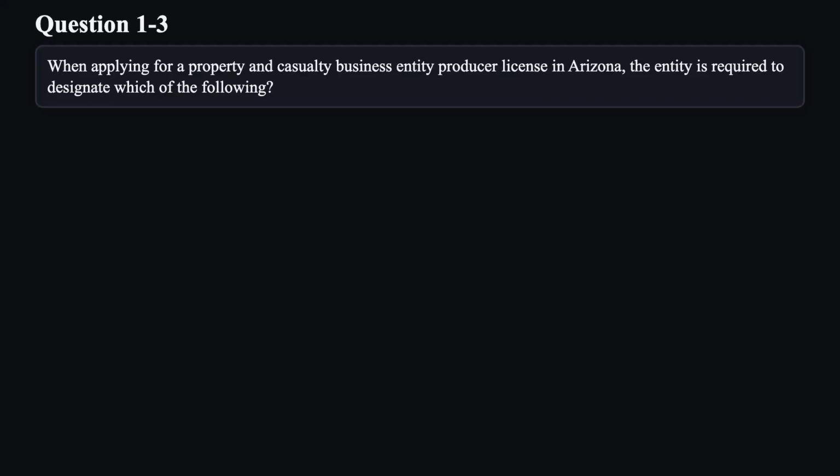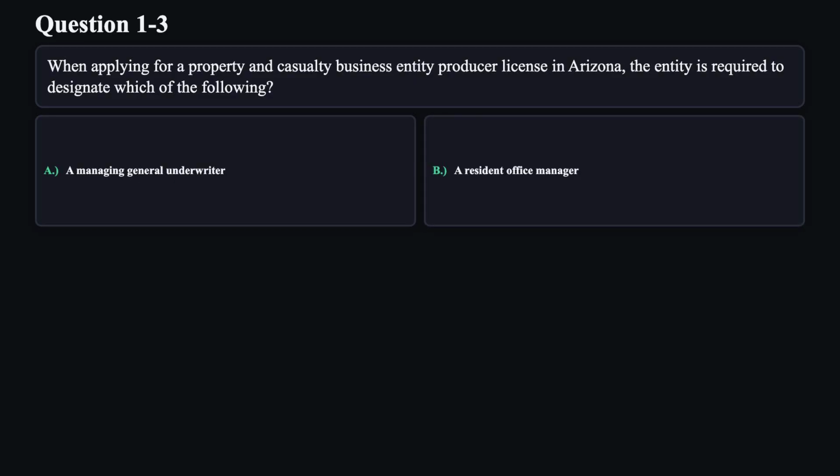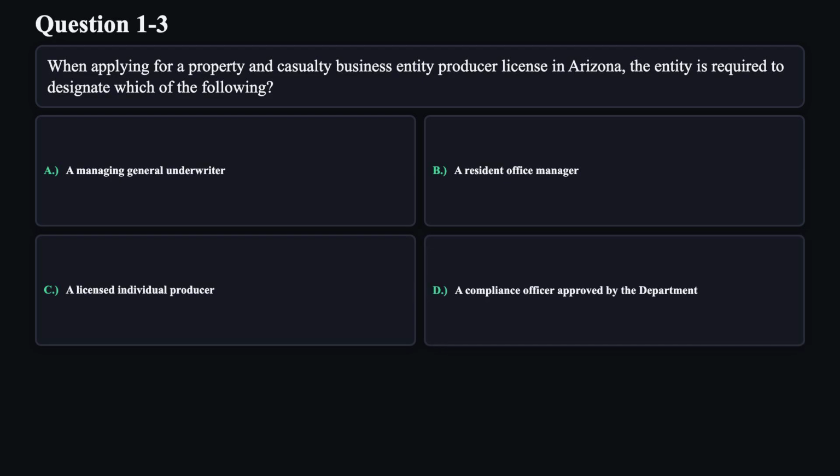Question 3. When applying for a property and casualty business entity producer license in Arizona, the entity is required to designate which of the following? A. A managing general underwriter. B. A resident office manager. C. A licensed individual producer. D. A compliance officer approved by the department.